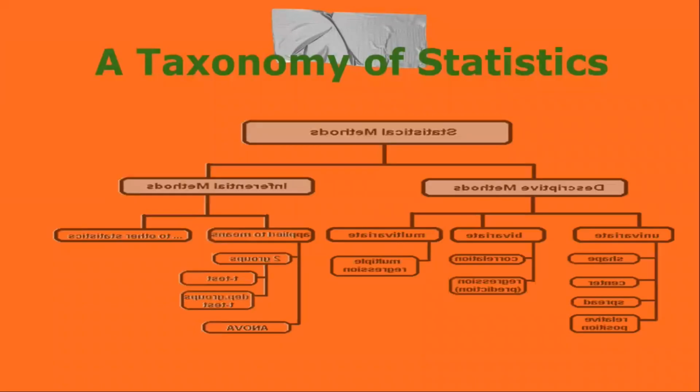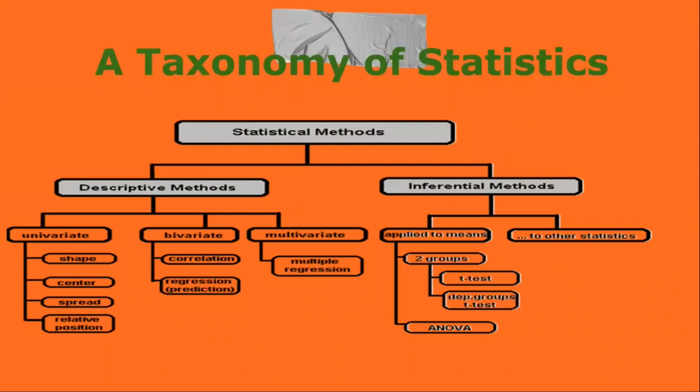A taxonomy of statistics. Statistics has two main branches, descriptive and inferential. In descriptive methods we have univariate, bivariate and multivariate statistics. As far as univariate statistics is concerned, what can be done is shape, center, spread and relative position. Bivariate statistics look at things like correlation and regression for prediction purposes. Lastly, we have multiple regression in multivariate statistics.